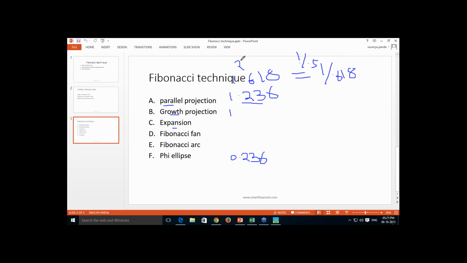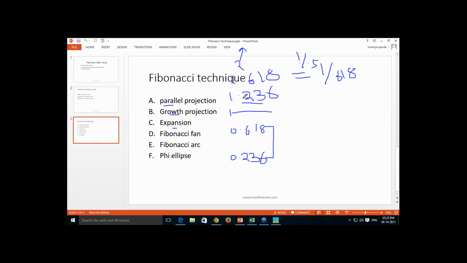All Fibonacci ratios beyond 2 are known as growth projection, growth ratios. All ratios from 0.236 to 0.618, because at 0.618 your death zone starts. So if you take the retracement till this level, then it is known as your parallel projection. And from 0.236 to 1, it is known as your Fibonacci retracement. Beyond 1, if you go till 1.618, it is known as your growth projection.